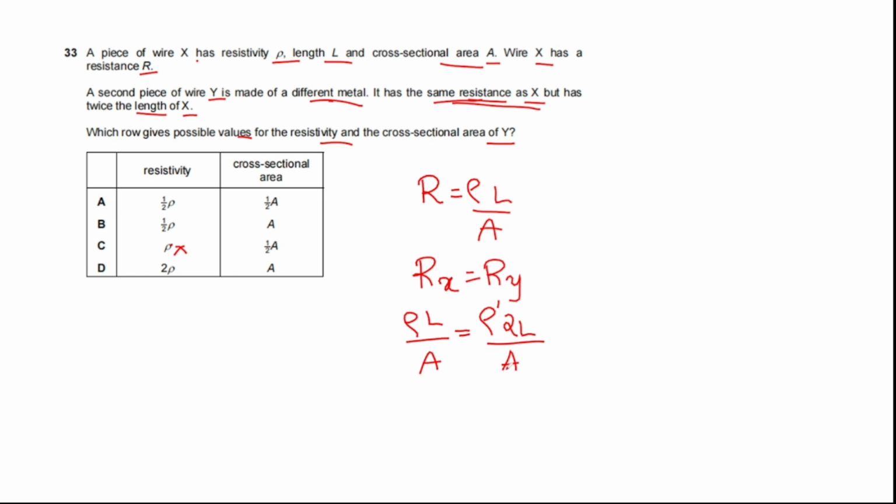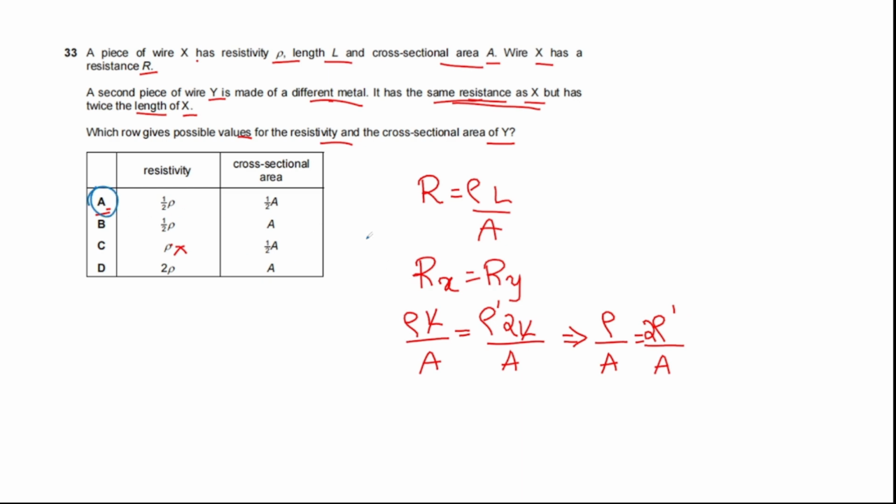So here using this, you can rearrange this one, like you can cancel the L value because it's double, and it follows the formula rho divided by A is equal to rho dash divided by A. So we can substitute those values, those options. So if you're substituting rho dash as half rho, is it equal to rho by A or not? That's how we are going to find out the correct option.